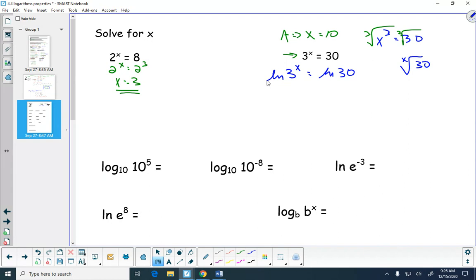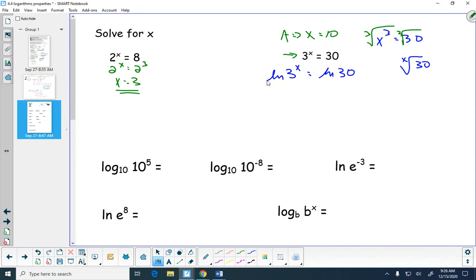So 3 to the x is equal to 30, then the ln of 3 to the x equals the ln of 30. Two things are equal, the logarithms are equal. But what this now sets us up with is ln of 3 to the x power. I now have an exponent inside my logarithm. If we have an exponent inside the logarithm, what could we do with that exponent? Where does that exponent go? Olivia, where does that exponent go?